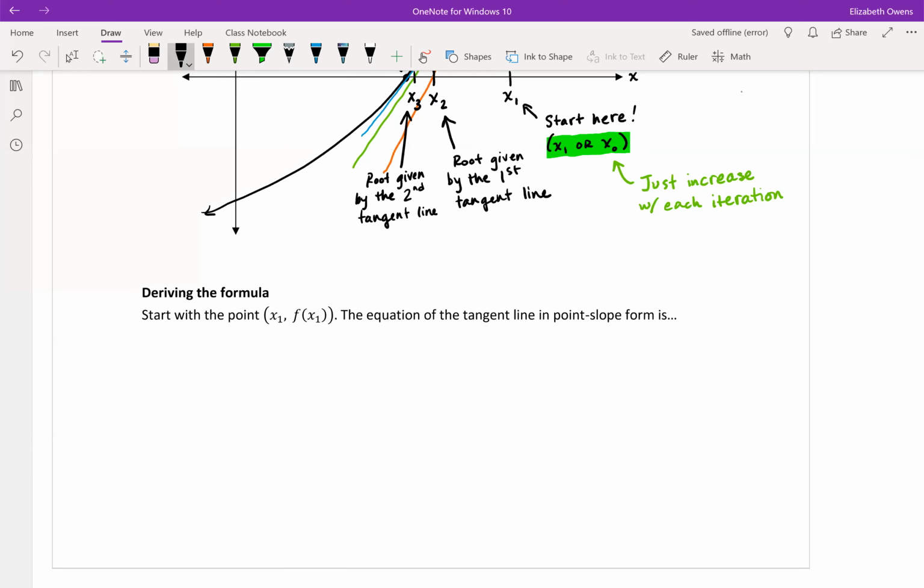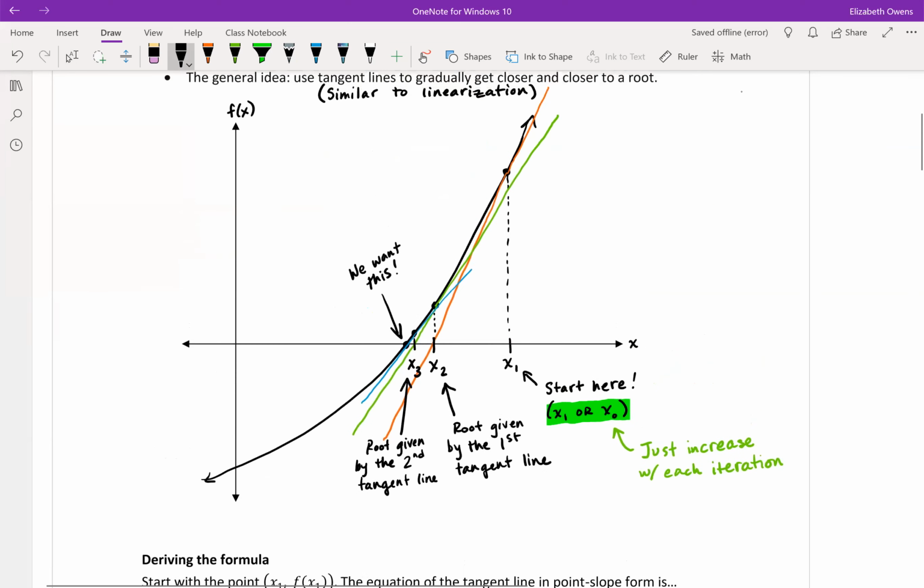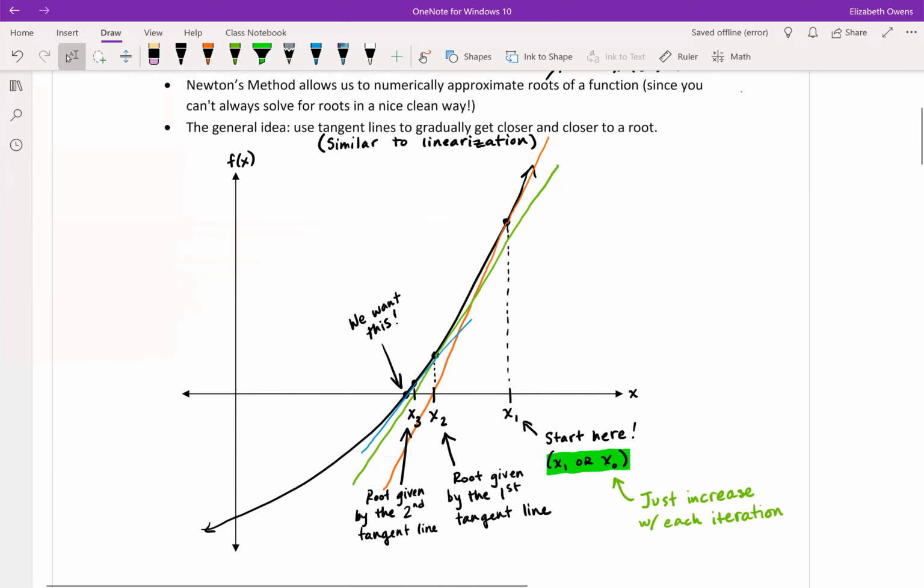Okay, in this video, we are going to derive the formula for Newton's method. In the previous video, we just looked at graphically how this method works. We start with a certain point. You can call it x1 or x sub 0. Either way is fine. Just make sure you increase each time you find a new approximation.